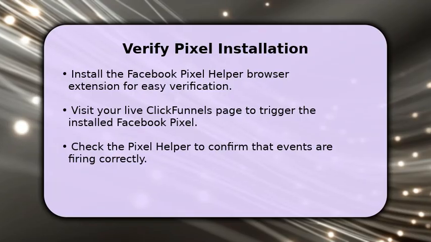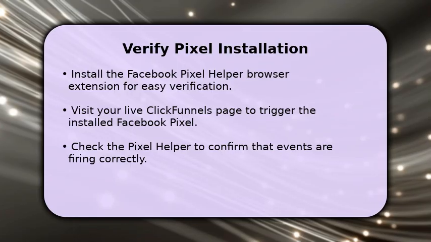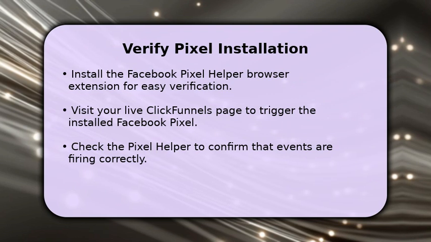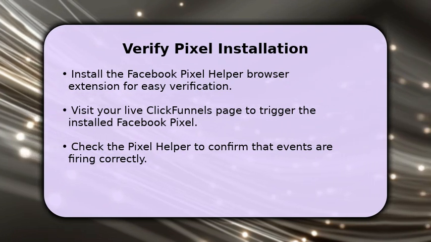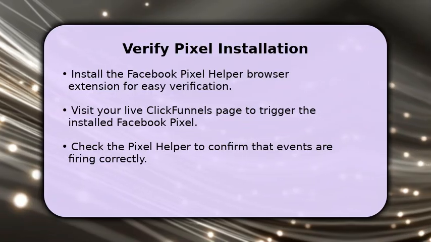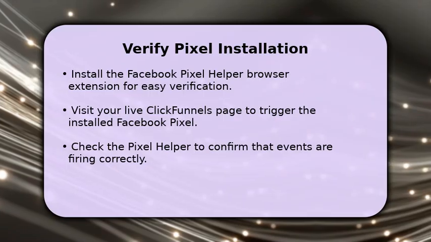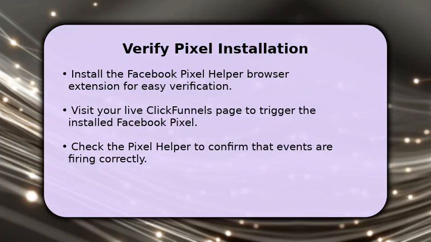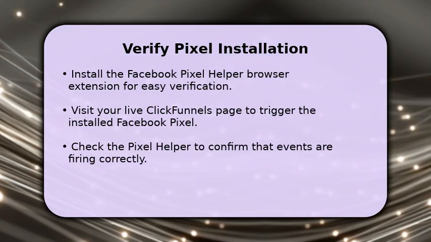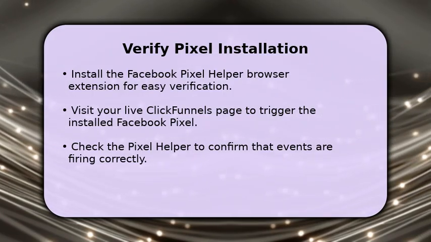Finally, it's crucial to verify that your Facebook pixel is working correctly. Install the Facebook Pixel Helper browser extension, available for most web browsers. Then, visit your live ClickFunnels page. The Pixel Helper icon in your browser will light up, showing you if the pixel is active and what events are firing. Look for green check marks, which indicate successful installation and data collection. This step ensures your tracking is fully operational and ready to gather valuable insights.